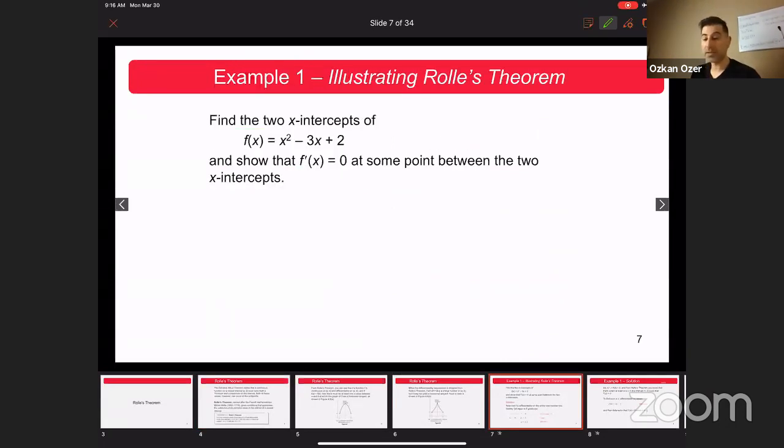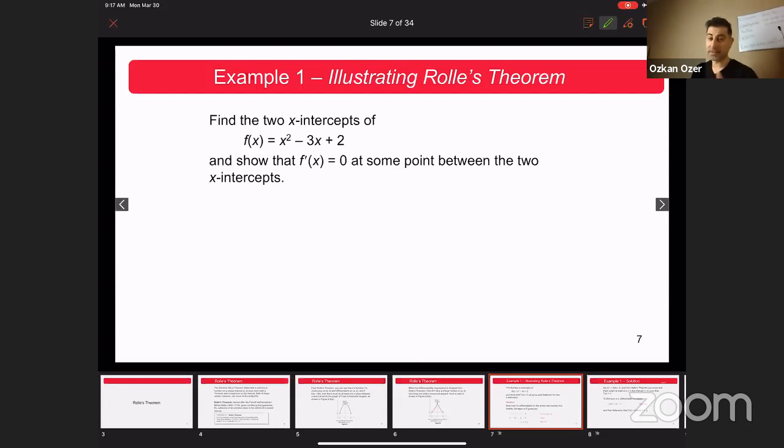So here is one example of an application of Rolle's theorem. Let's try to go through this. It's asking you to find the two x-intercepts of the quadratic, and show that f prime of x is equal to 0 at some point between the two x-intercepts.